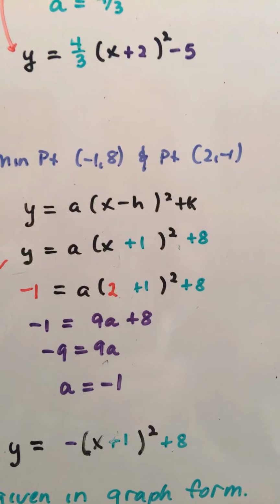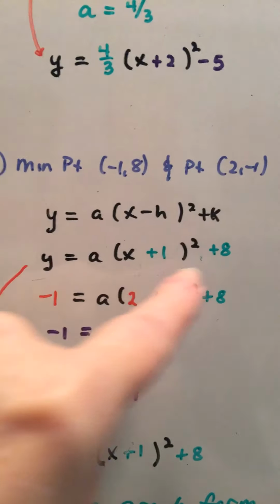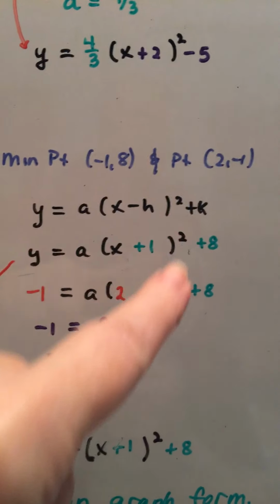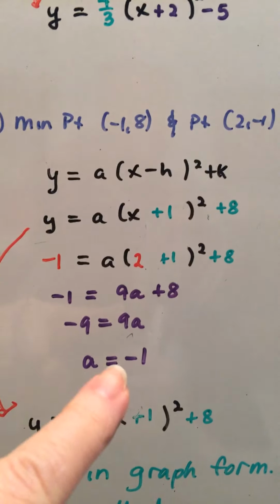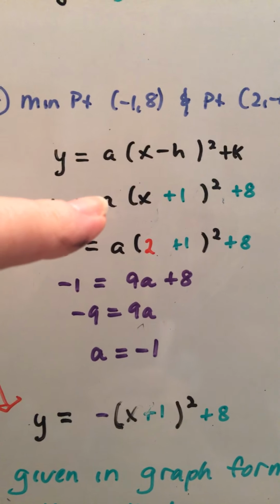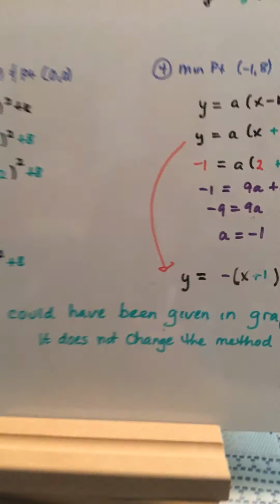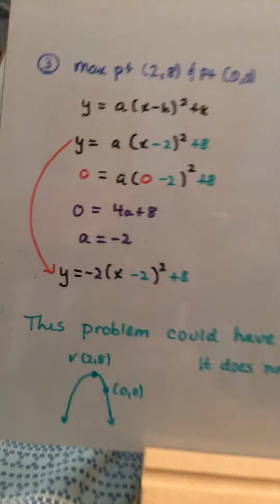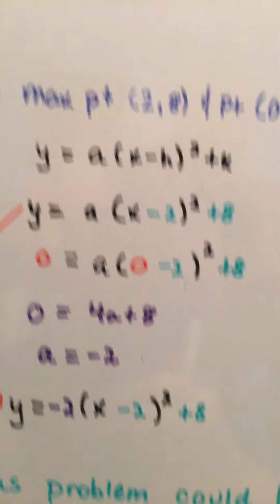My vertex is -1, -8, so I get a +1 and a +8. I need A. Oh, here's the generic point. Now plug it in. 3 squared is 9. Solving, A is -1. So now that I know A, I go up to the equation that I wrote and I insert it. Now this problem could have been asked by just giving a graph. This one is right under number 3.